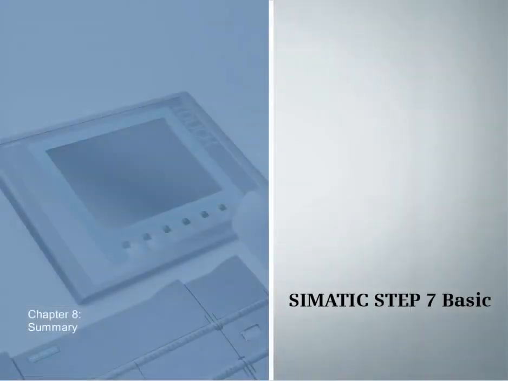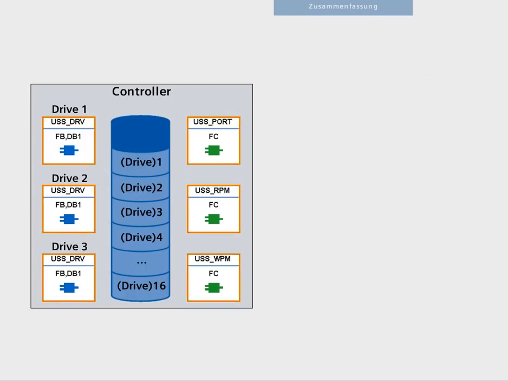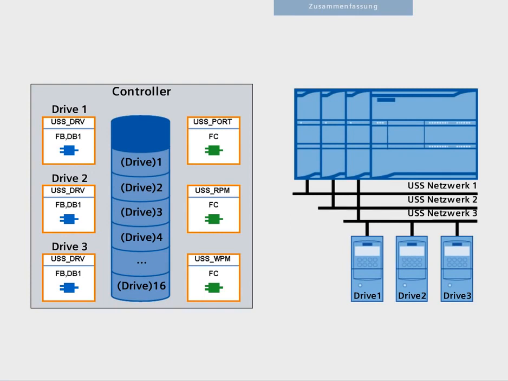Chapter 8. Summary. With the global USS library integrated in Step 7 Basic, it is very easy to program a drive using the Universal Serial Interface USS Protocol. If you are using 3 communication modules in the S7-1200, up to 48 drives can be operated.